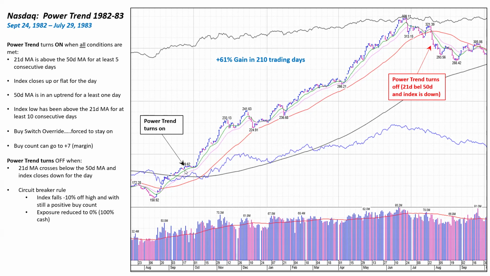So in this case, the power trend turned on here in September of 1982, and it was a super strong trend for 210 trading days. It wasn't till way over here in July of 83 that you can see we closed below the 50-day moving average, and the pink line crossed below the red. So that's when the power trend officially turned off. So it worked well, because you can see here it got you out, or at least had you reducing your exposure, and the market continued to correct.